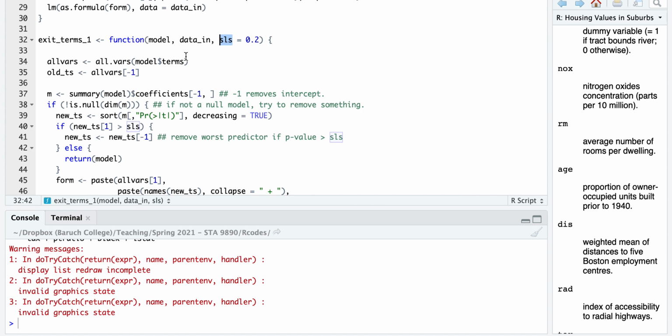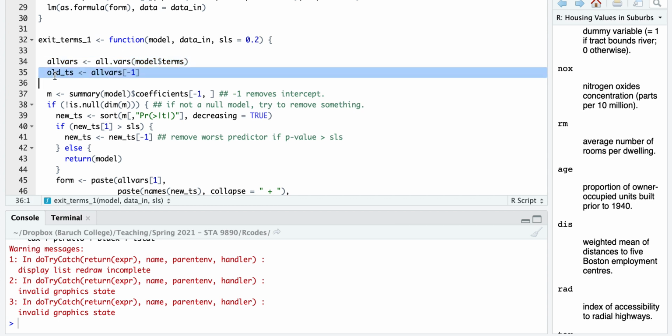So here we take all the variables in this current model. We remove the response, so we get a list, a vector full of the name of the predictors used in the current model.